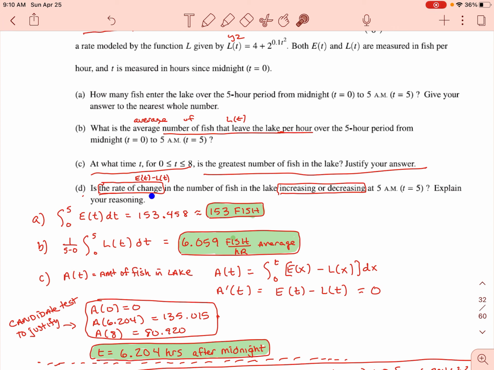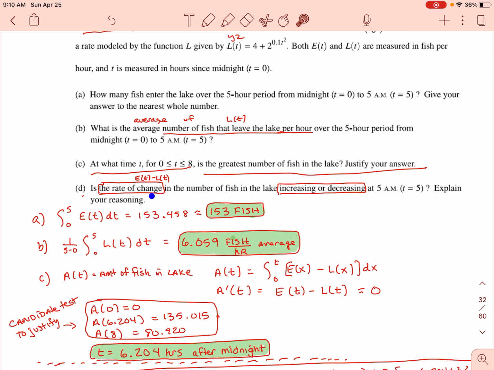We are not asked is the number of fish in the lake increasing or decreasing. We're asked is the rate of change increasing or decreasing. The rate of change in the number of fish is E of t minus L of t because, remember, back in part C, A of t was this integral function, and its derivative, which is the rate of change in the amount of fish, would be E of t minus L of t.